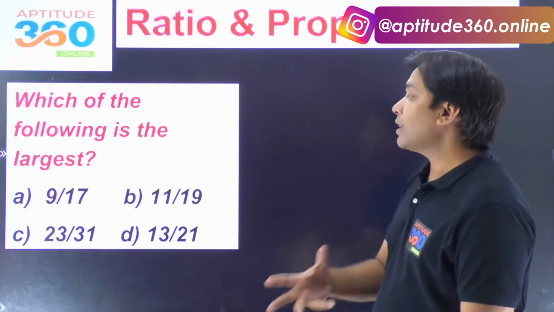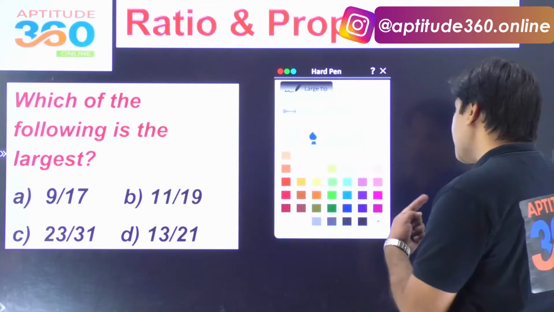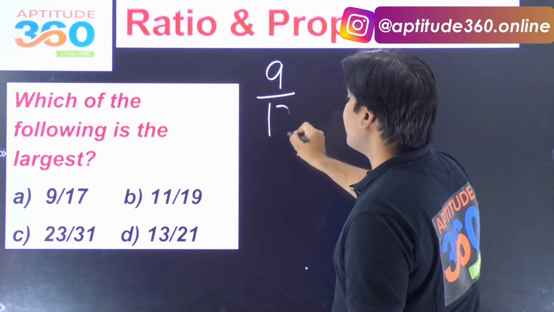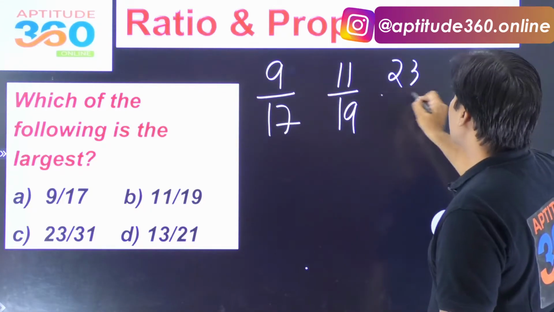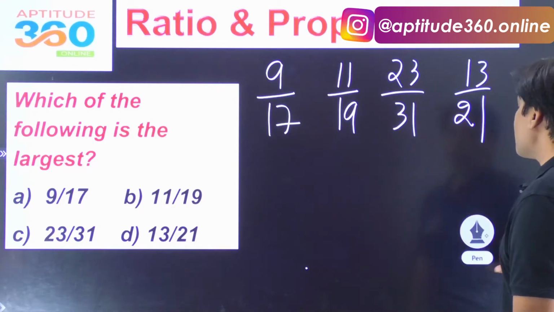Which of the following is the largest? Now here people will think that this is a fraction problem, but there is no problem with fractions. So you have got 9/17 and then 11/19 and then 23/31 and 13/21, and you have to find out which is the largest.